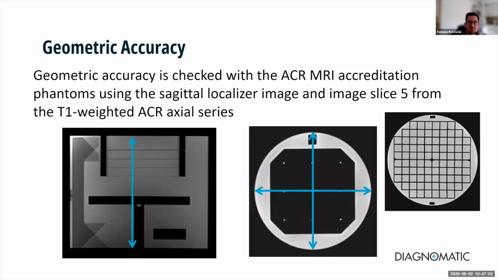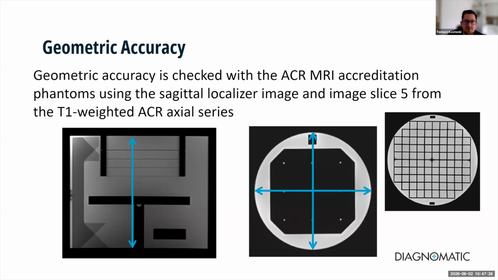Geometric accuracy tells us whether the scanner measures distance correctly. This is important clinically because if the geometry is wrong, the lesion measured with the system ruler might appear larger or smaller than it really is. During follow-up imaging, this could influence the assessment of progression or remission.